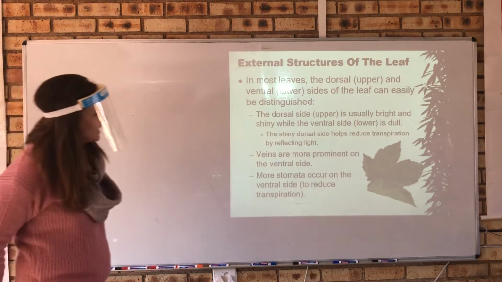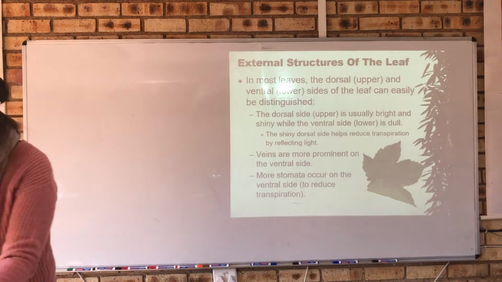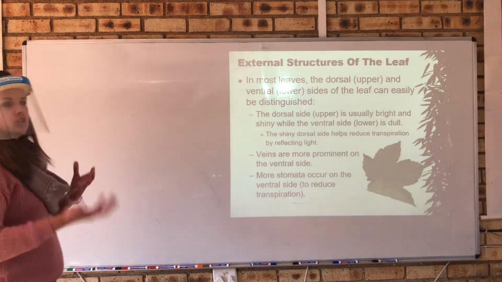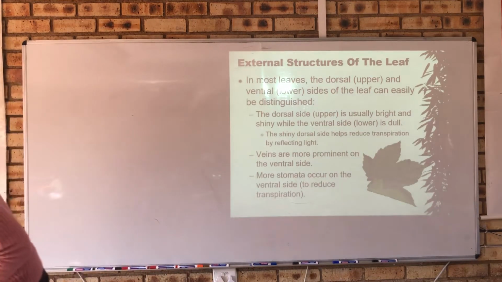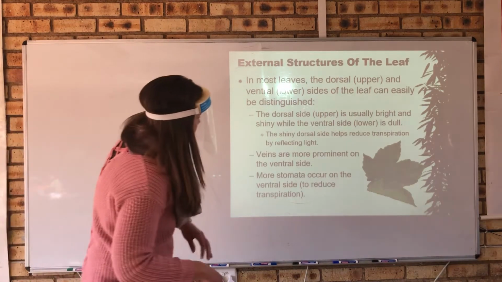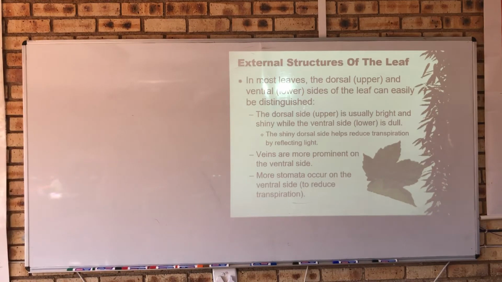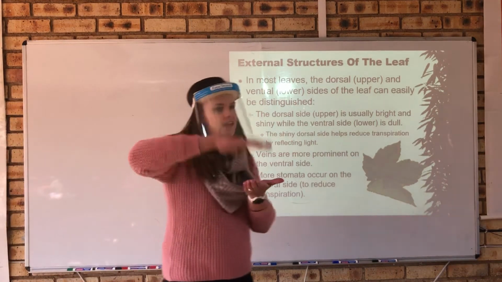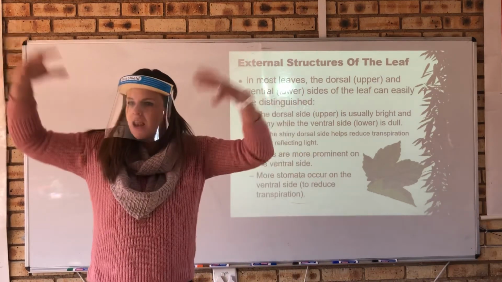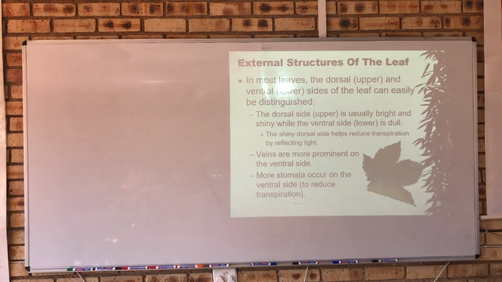The dorsal side, the upper part of the leaf, is usually bright and shiny, while the ventral side is usually dull. You can distinguish between the dorsal and the ventral side of a leaf. If you pick a leaf, you can see which is the top and which is the bottom, right? Yes? Okay? The veins are also usually on the ventral side. So the veins are usually more prominent on the ventral side, and the dorsal side is usually quite flat. Okay? The reason why it is quite flat is so that it can obviously have greater exposure to light. Then we have, there will be more stomata that occur on the ventral side.